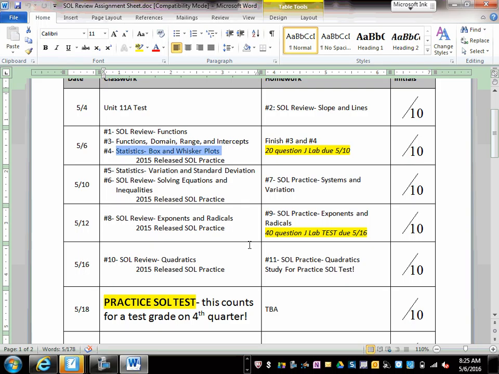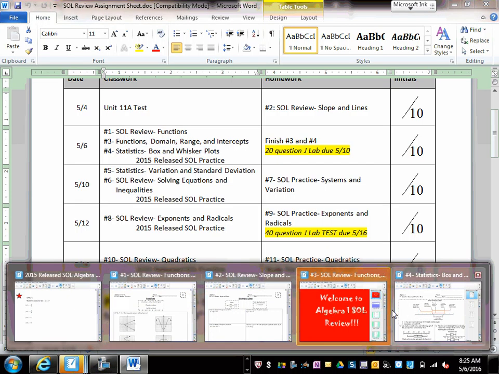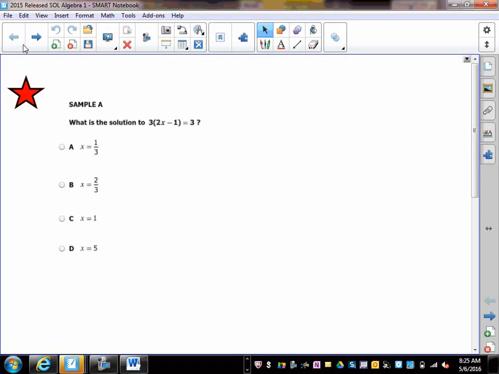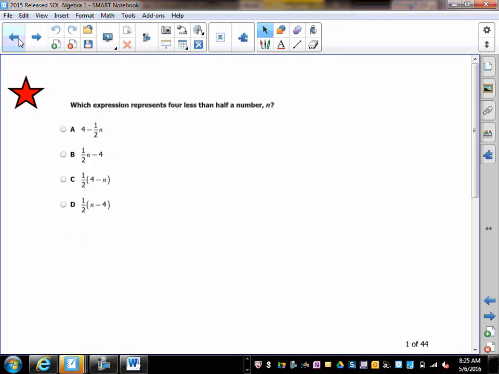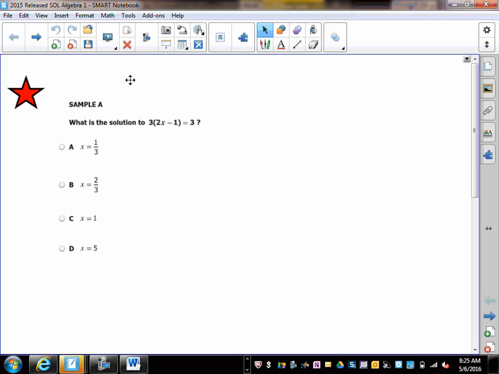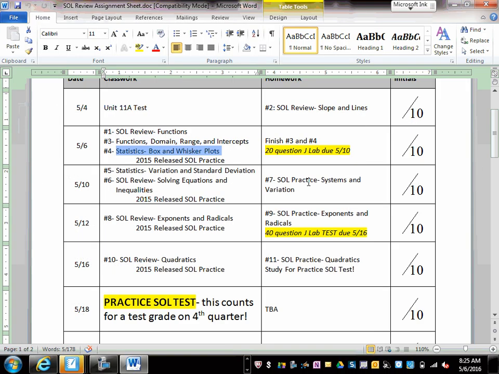We are also going to take a look at a practice SOL test, which you have in front of you. It looks something like this. These types of questions, you have four per page. This is actually an SOL that they released for us to use as practice. We will do this throughout our different classes, just picking different problems and doing those. So make sure you keep track of what homework you have.